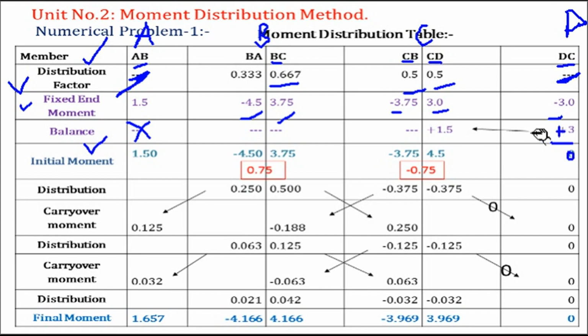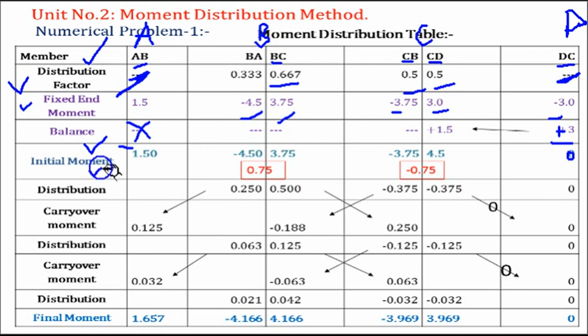Now the next step, half of it you have to carry to the far end. The far end of D is C. So here you have to carry half. So half is 3 divided by 2, so plus 1.5. Okay, now balancing is completed. For balancing, you have to see the end. If the end is fixed, balancing is not required. If the end is simply supported, you have to do the balancing and carry half to the far end. Okay, so balancing is completed now.